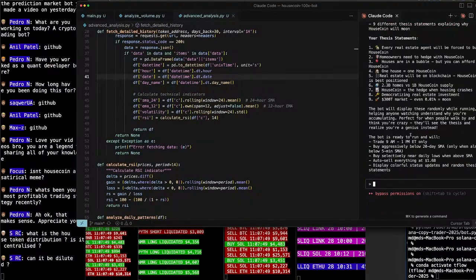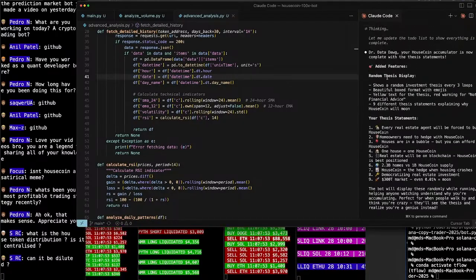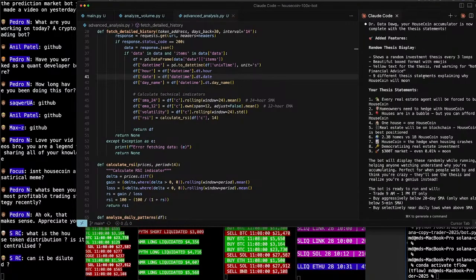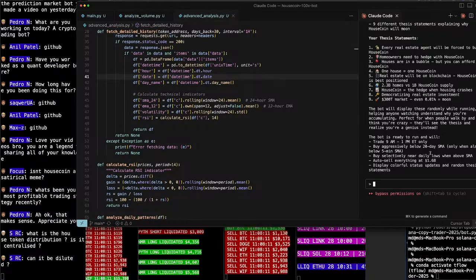So great. The thesis display is working beautifully. Perfect. So let's go ahead here and say, Dr. Datadog, your Housecoin accumulator is now complete with the thesis statements. Added features, random thesis displays. Show a random investment thesis every 3 loops. No, every loop. I want it to show every loop.